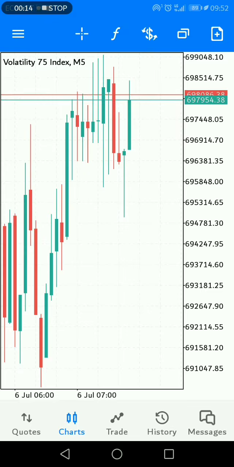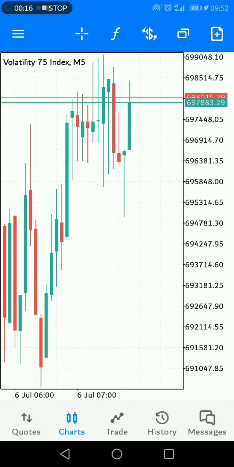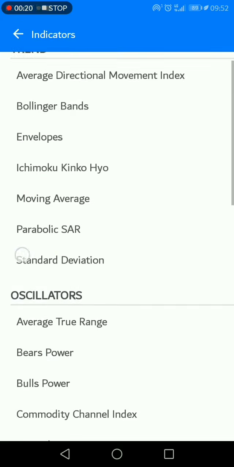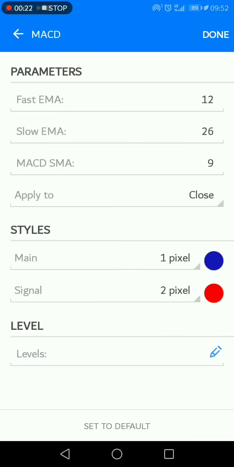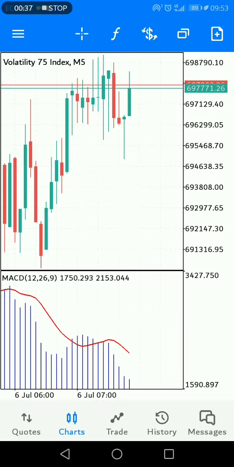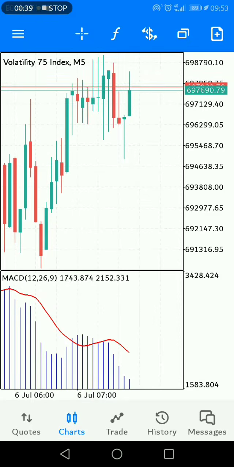The first indicator that you want to place here is the MACD. You click on F and then you find MACD, moving average convergence divergence. The reason why you use the MACD is you are trying to catch the reversals, as I said. Make sure you leave the parameters at default. It comes as 12, 26 and 9. Don't change anything, and then you click done.